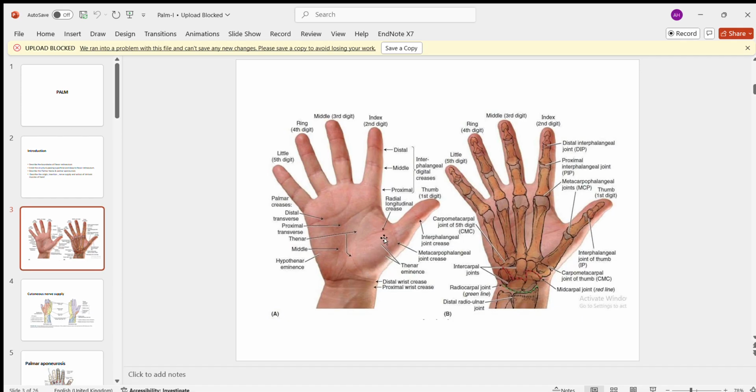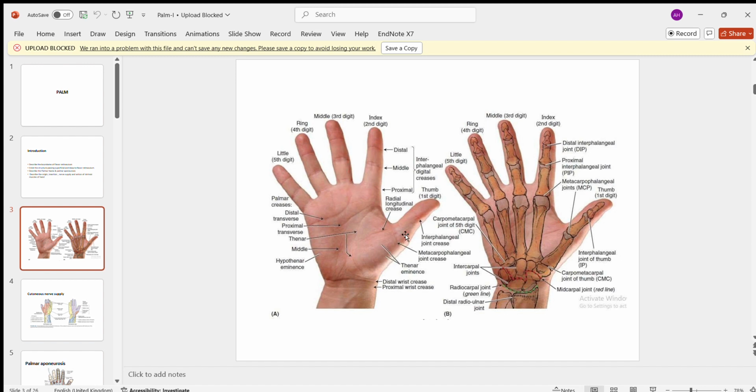This one is the thenar eminence. This is the hypothenar eminence. These are the creases on the hand and these are the 5 digits. This is the thumb, this is the index finger, this is the middle finger, the ring finger and the little finger.